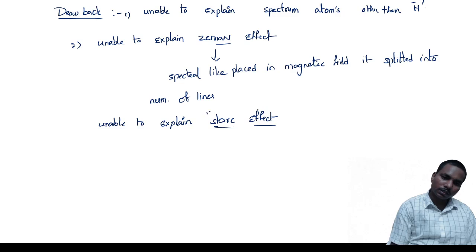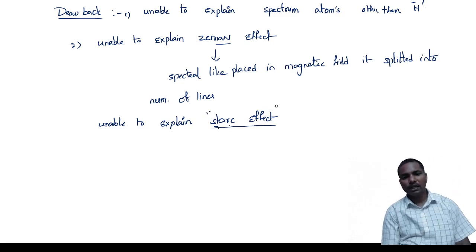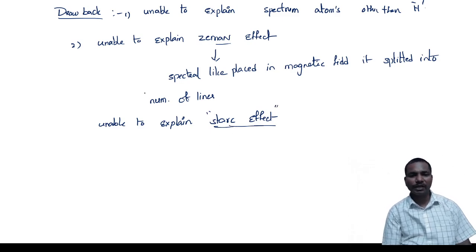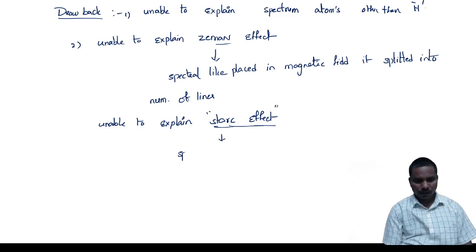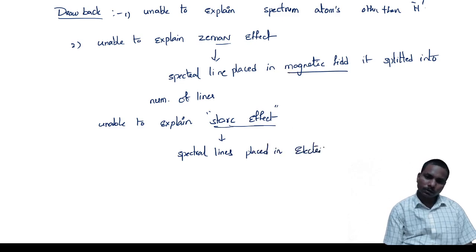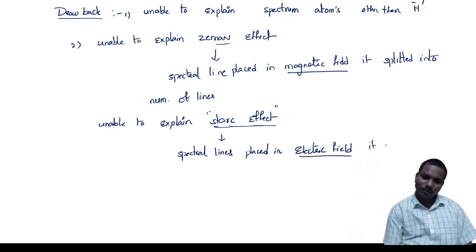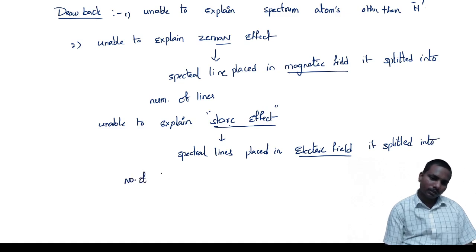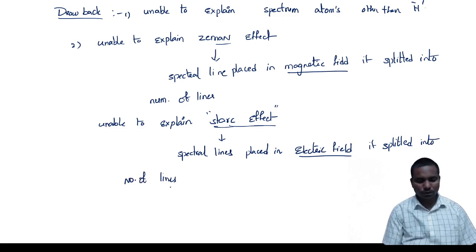What is the Stark effect? In the same way, whenever you place spectral lines in an electric field, the Stark effect, they split into a number of lines. So Bohr's model is unable to explain these two effects.